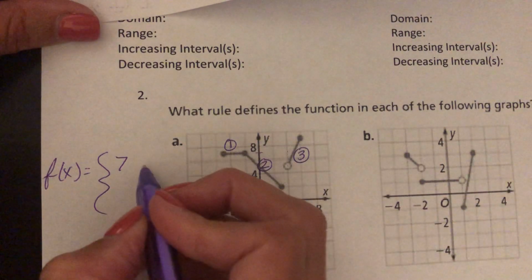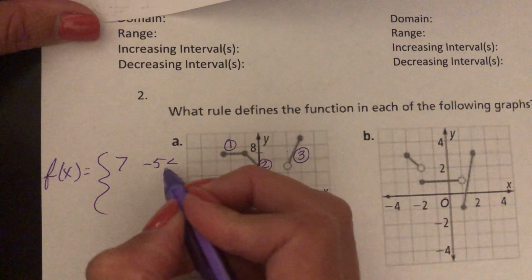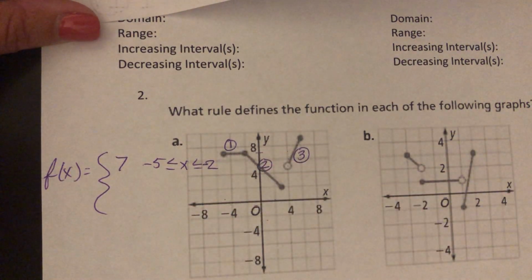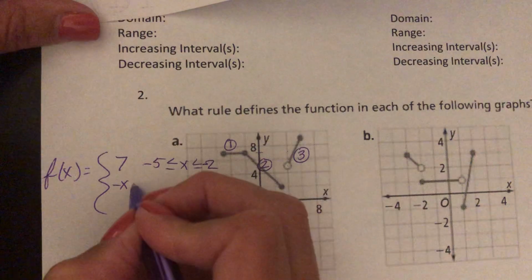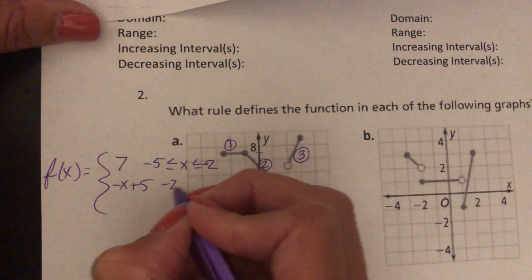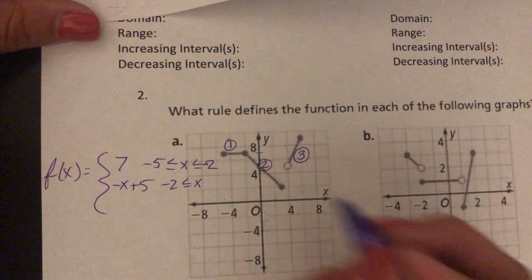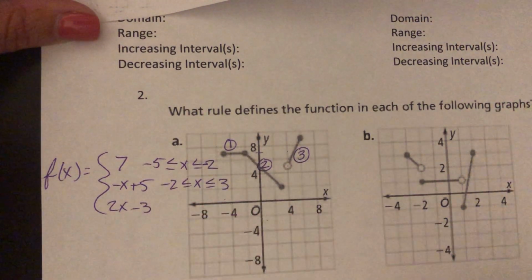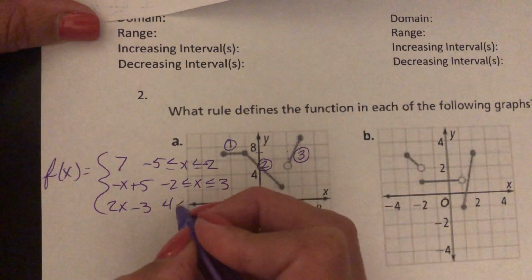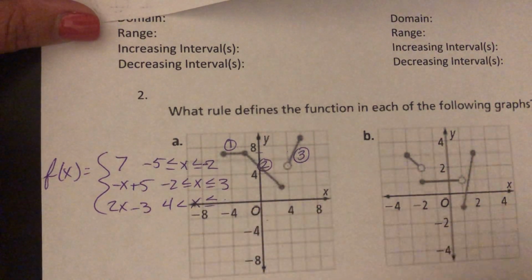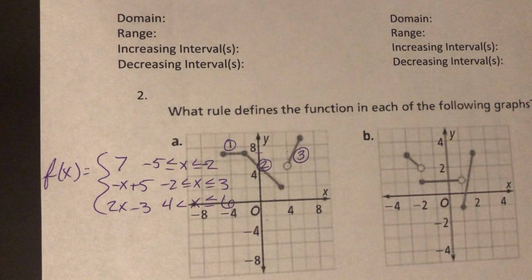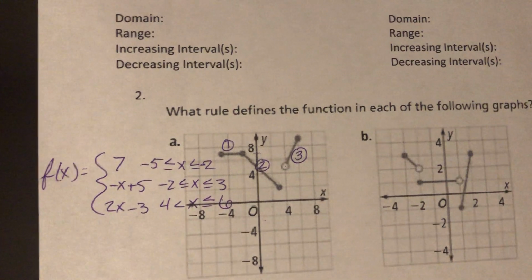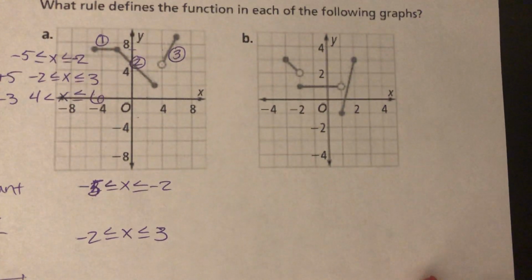So 7, -5, -2, and then -x plus 5, -2, 3, 2x minus 3, 4, 6. And then that would be the answer there. Okay, let's do one more. Last one.